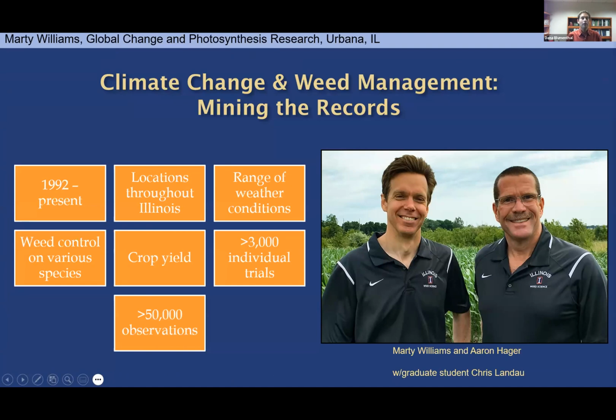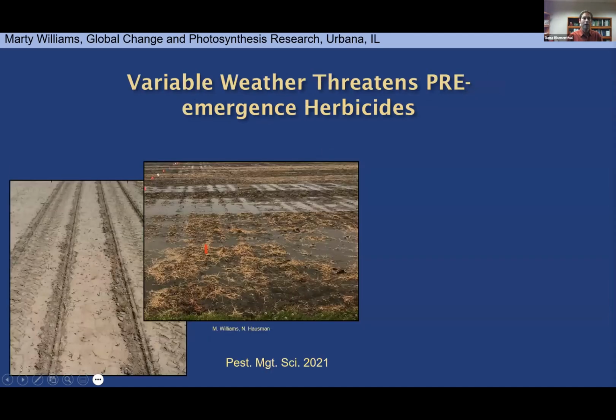What they looked at was herbicide trial data, and they collected tons of it, 3,000 individual trials, 50,000 observations, all from within Illinois. And they looked at how that related to weather, because of course you have weather data from the same times. And what they found was that when you have variable weather, and particularly extreme weather, certain herbicides, pre-emergence herbicides, aren't functioning as well.